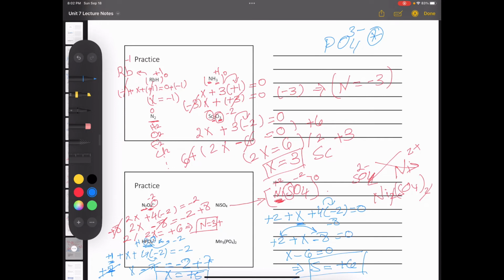Okay? So let's do the last one that we have here, the manganese phosphate. And I'm running out of room, so what I will be doing, I'll be doing the manganese phosphate up here. So that is the manganese phosphate.